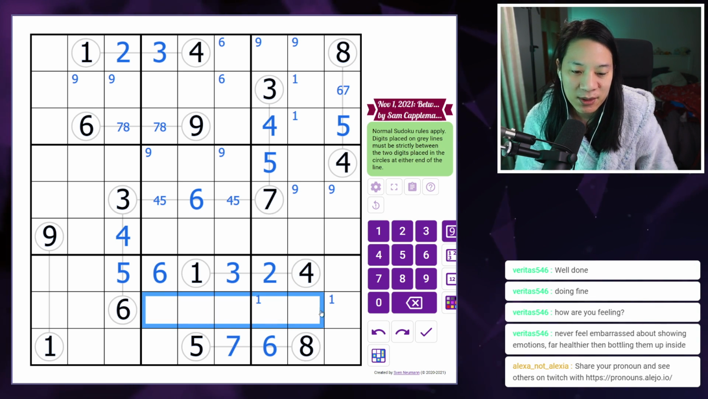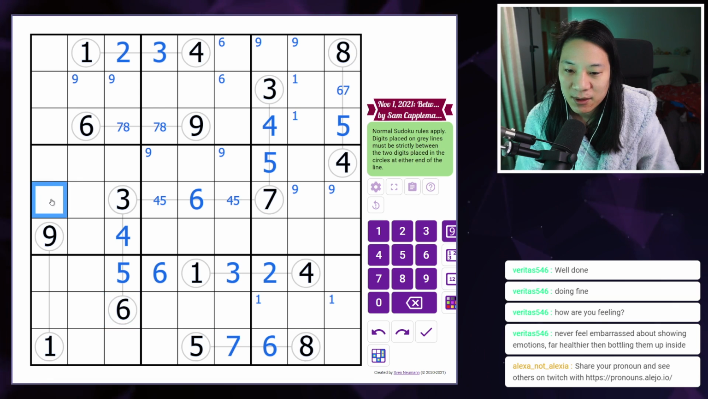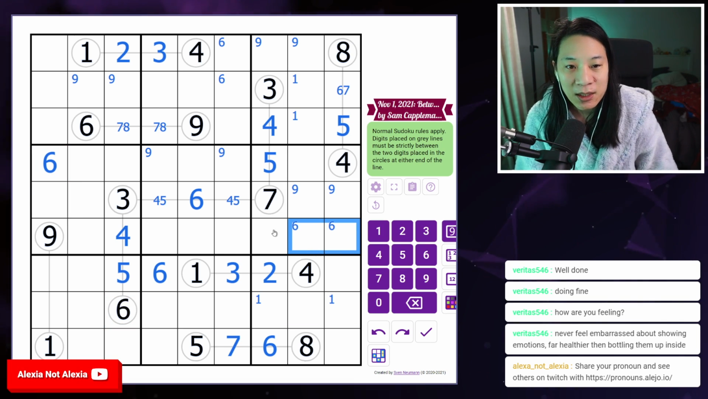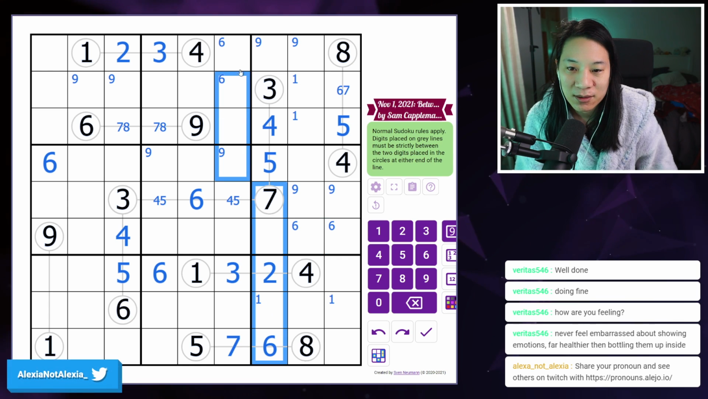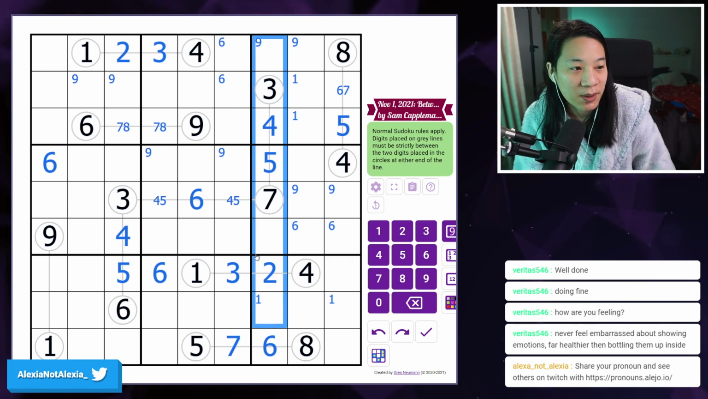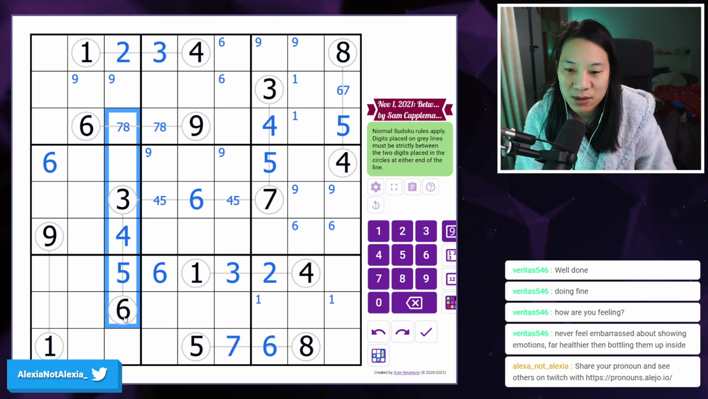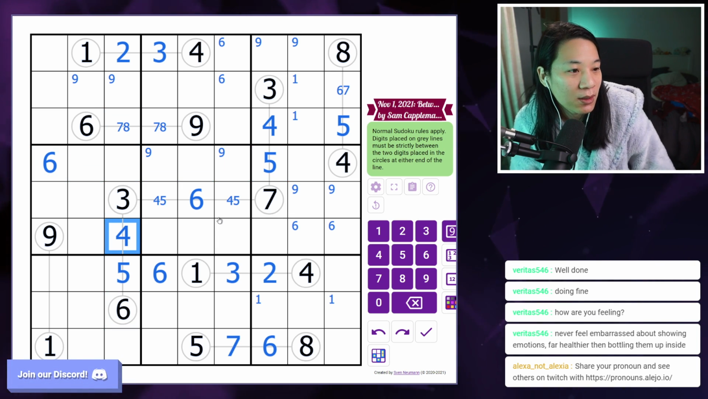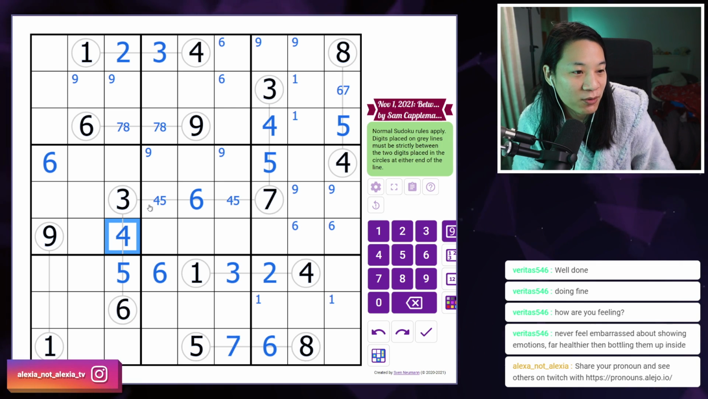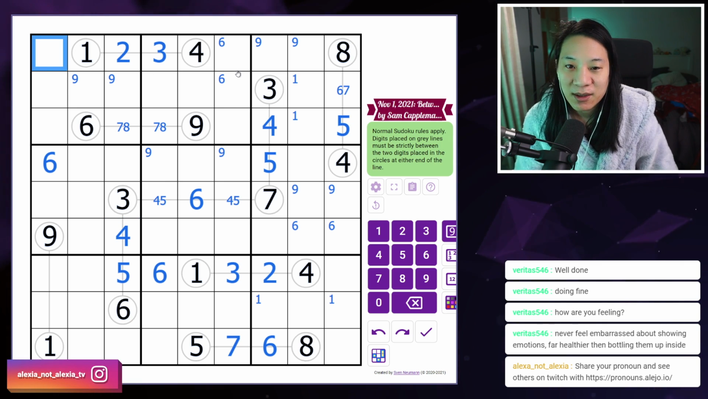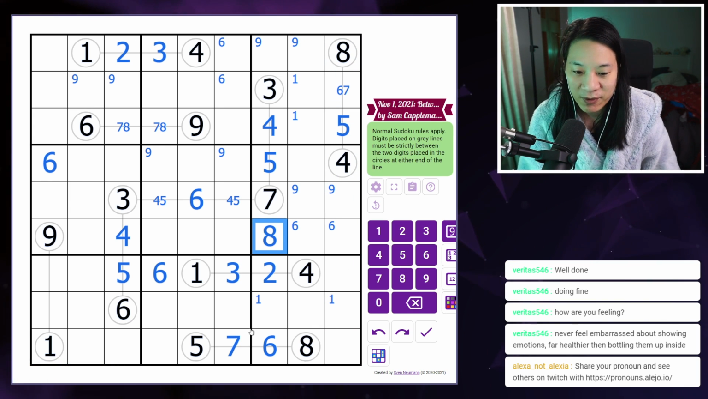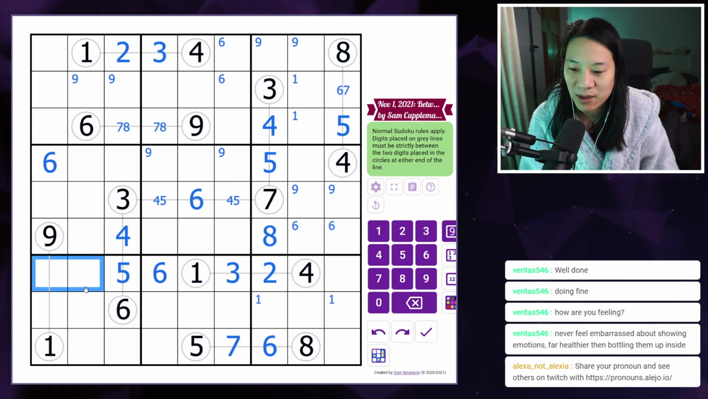I kind of feel bad because I think Life is Strange is one of those games where I'm glad I played it rather than watched someone else play it, because I think the experience just wouldn't be the same watching someone else play it. Never felt embarrassed about showing emotions, far healthier than bottling up inside. I guess the argument is, it was a video game, but holy fuck, that hit me so hard.